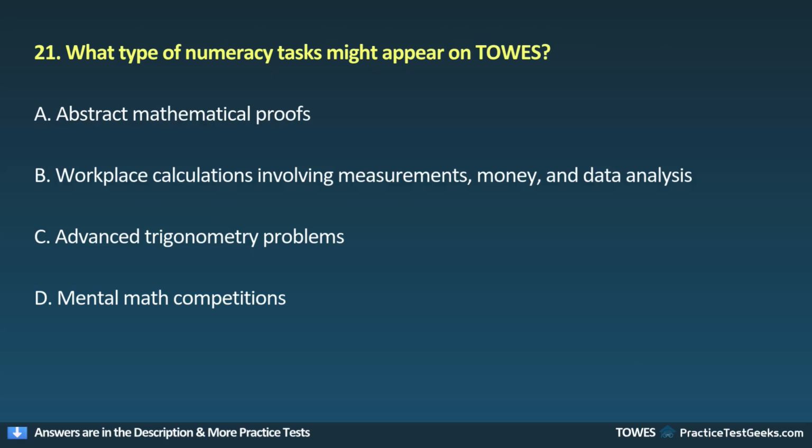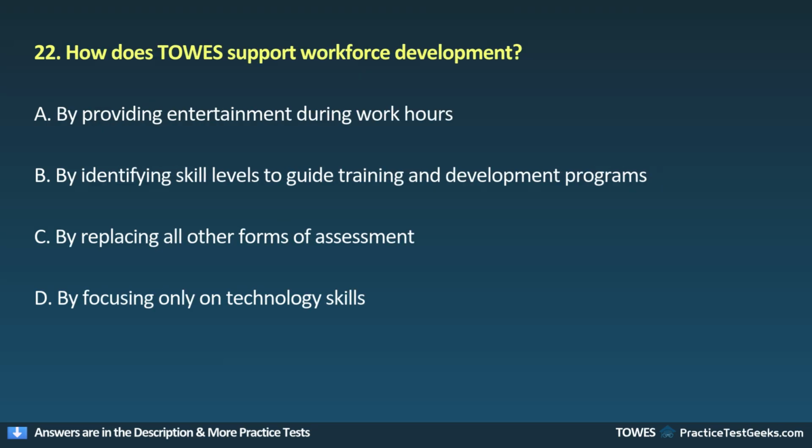21. What type of numeracy tasks might appear on TOWES? A. Abstract mathematical proofs. B. Workplace calculations involving measurements, money, and data analysis. C. Advanced trigonometry problems. D. Mental math competitions.